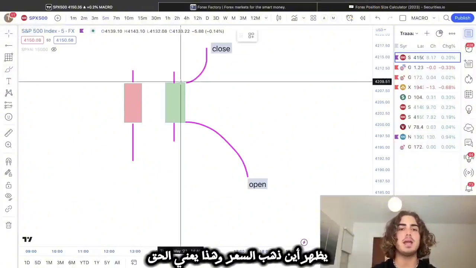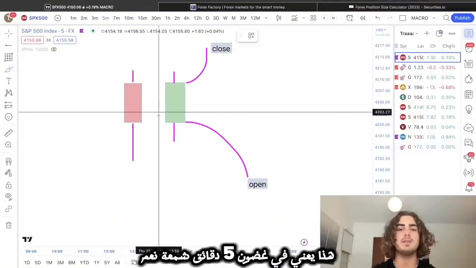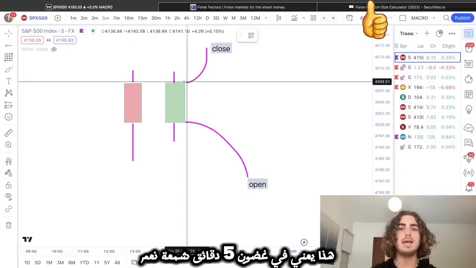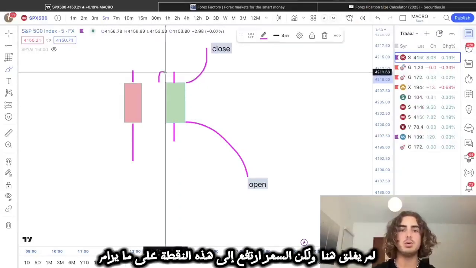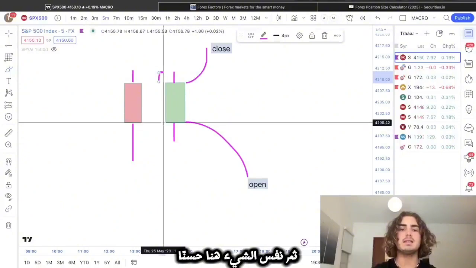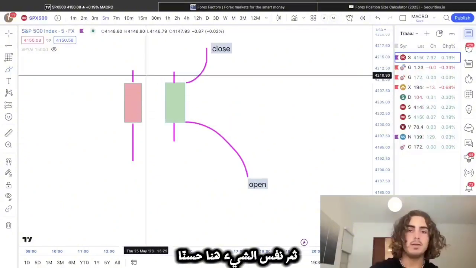It shows where price went. So that means if there's a wick all the way up here, that means within this 5-minute candle, yes, it didn't close up here, but price moved up to this point. And then same thing with here.